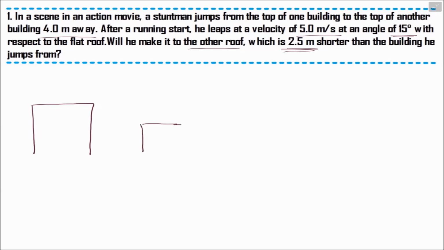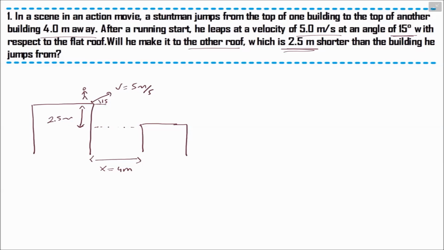So in this question we have two buildings, and the distance between them is 4 meters. So x in this question is 4 meters, and the difference in their height is 2.5 meters, and the guy jumps from here to there, and there is an angle of 15 degrees, and the velocity here is 5 meters per second. And the question asks whether the guy can jump to the other side or not.